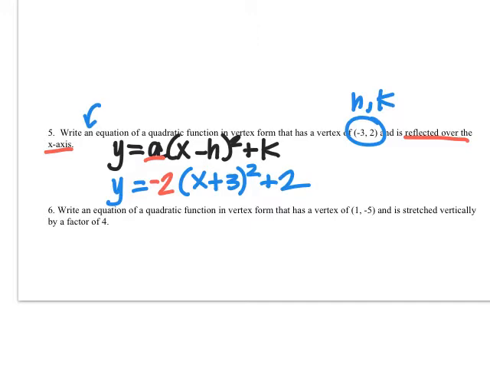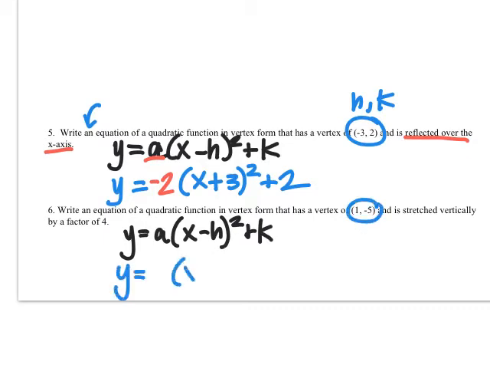So the next one says to write the equation of a quadratic function in vertex form that has a vertex of 1, -5 and has been stretched vertically by a factor of 4. So again, I'm going to go ahead and plug in my h and my k. So y equals (x minus 1) squared minus 5. And if something's been stretched vertically by a factor of 4, then I know that a has to be 4. It doesn't say if it was reflected, so it could be -4, but we'll just go ahead and leave our answer like that.